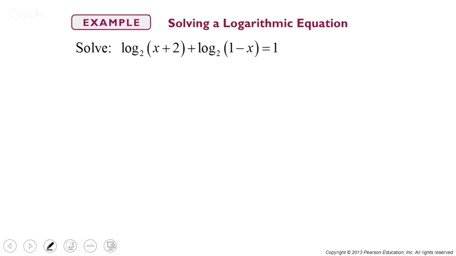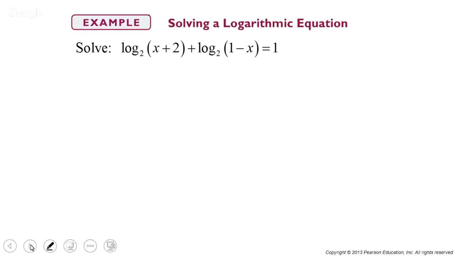So let's do this one. Well, this one's a little different. I don't have a log on the other side. Well, let's go ahead and condense, and then we can change it into an exponential. So that's another way that you can solve these log problems. If there's not a log on both sides of the equal sign, then let's change it into an exponential.